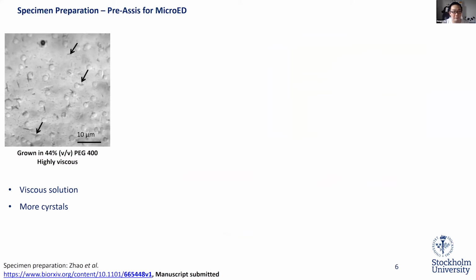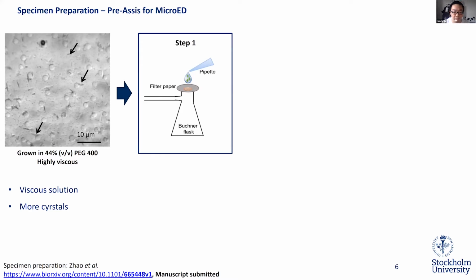Okay, so as we all know, sample preparation is probably still one of the bottlenecks in cryo-EM, not only for single particle, but also for micro-ED. A lot of the crystals people nowadays grow are in very highly viscous solution. So it is very difficult to remove this viscous liquid while keeping the crystal hydrated and attached to the grid. So we developed a very simple method.